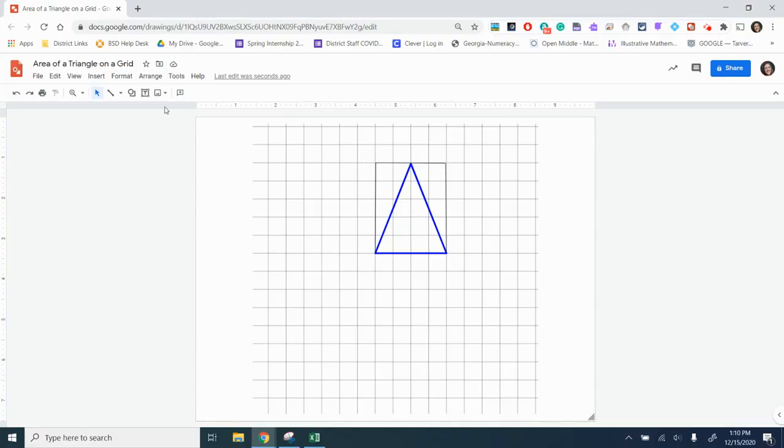Now, notice, and I want to draw a little line here so you can see this. If I were to add this line right here, splitting this non-right triangle into 2 right triangles, what do you notice about all 4 triangles that we can see now? They're all the same size, right? So this rectangle has an area of 20, and half of that is taken up by this triangle here.